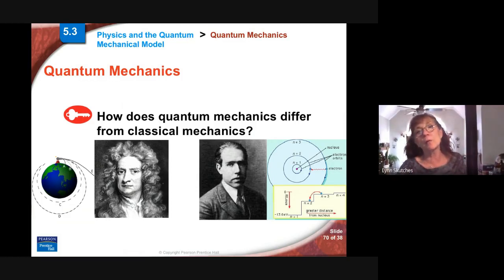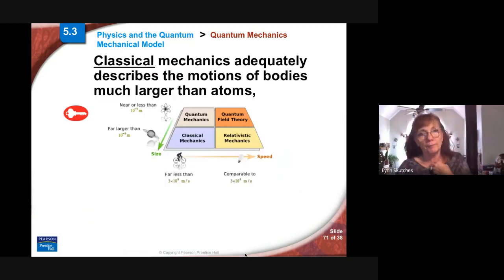Niels Bohr on the right is the one that came up with the concept of what we call quantum mechanics, the quantum mechanical model. He didn't finalize it, but he got us on the right path. And that was from his work looking at the hydrogen atom.